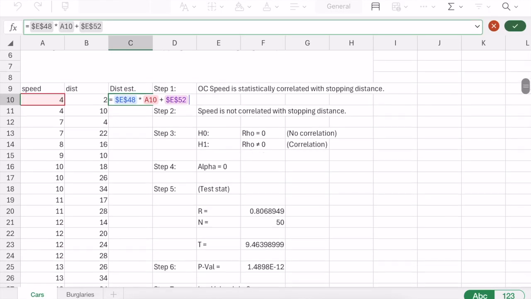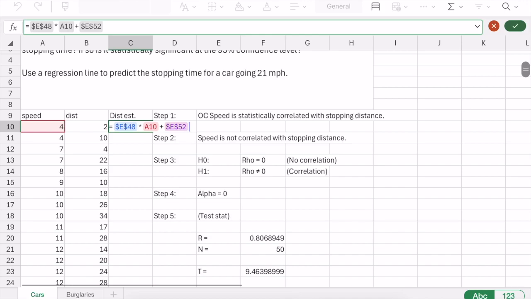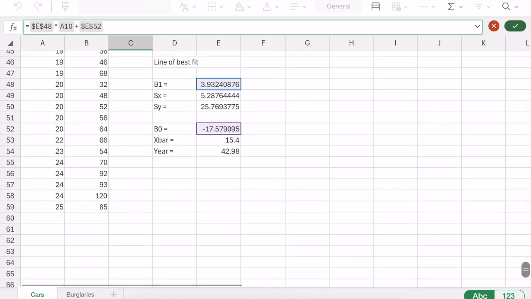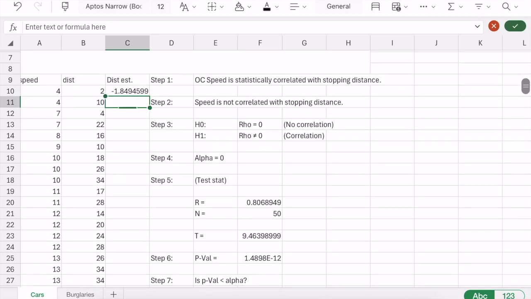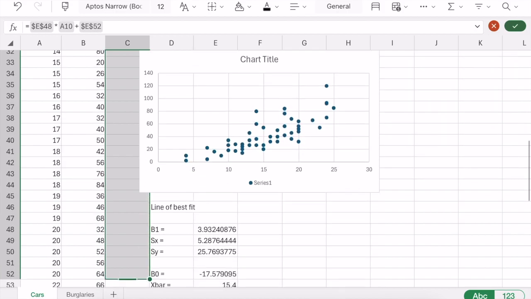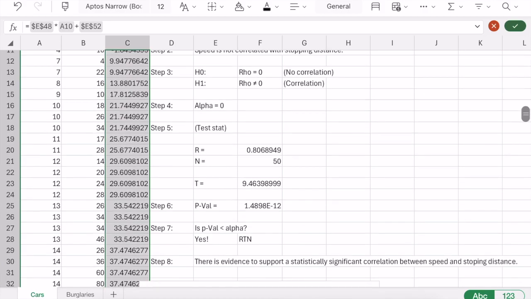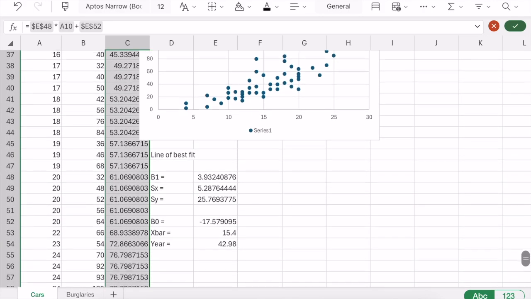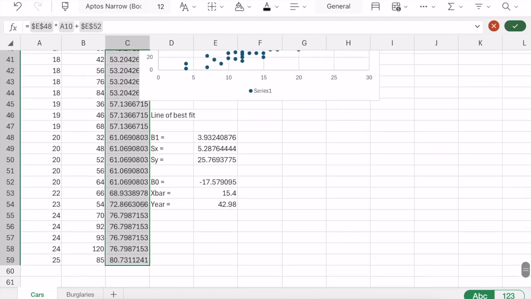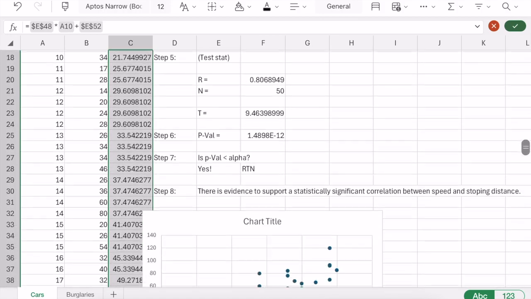So there's A10. That's it. And there's B naught and B1. Did I switch those? B1. No, it looks okay. Alrighty. Let's see. Command C. Shift. Go all the way down here. Okay. Command V. Alright. So, okay, and now let's plot it.